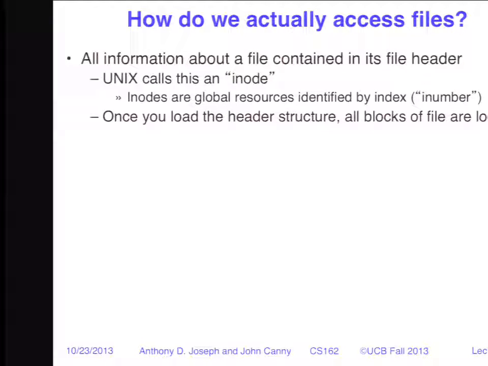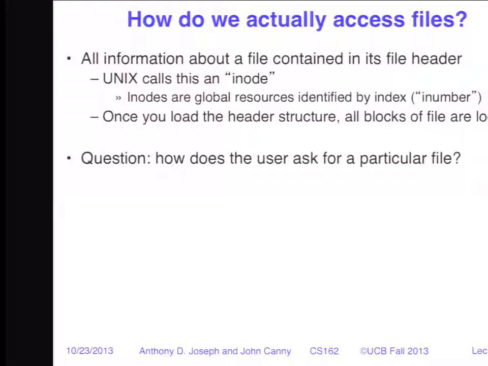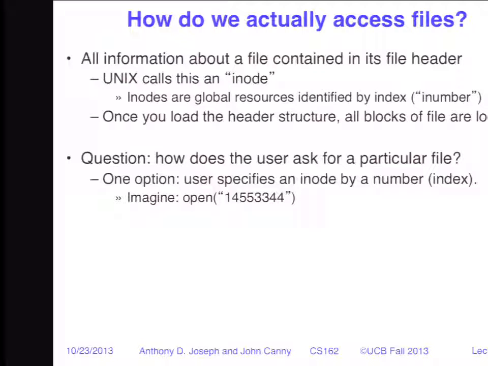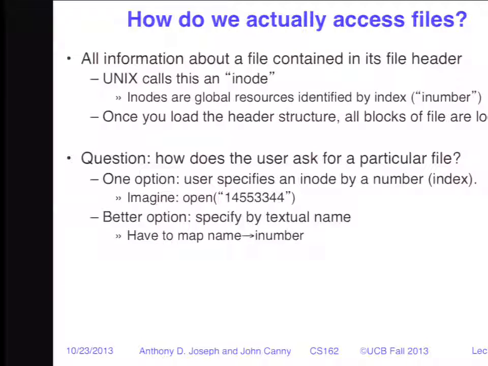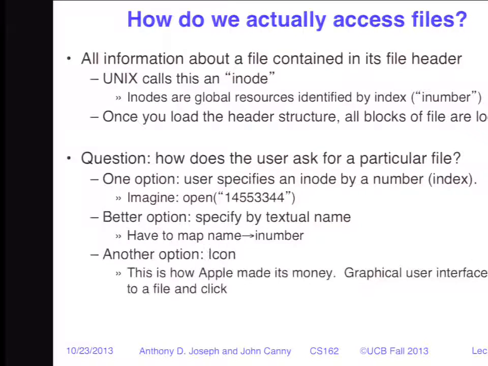Now, that's inside the operating system. But remember, we have applications and users. So how does a user actually ask for a specific file? One way would be just to specify the inumber. Right? So I want you to open file 14553344 for me. Yeah, that's probably not going to be a good operating system. An alternative is to give a name. Right? And then we just have to map in the operating system, this name has to be turned into the inumber. So this is indirection.